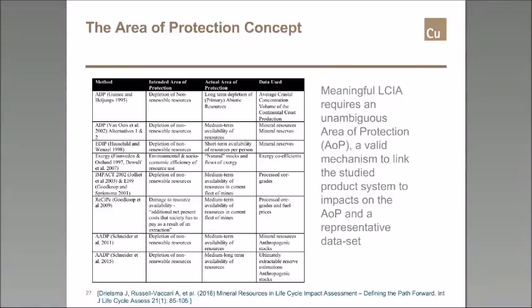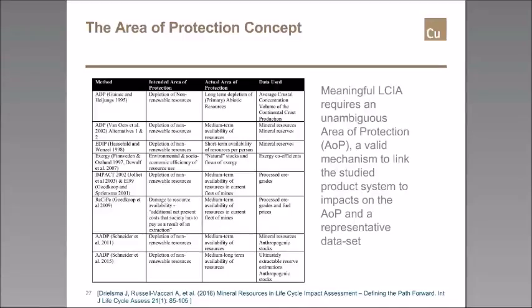So just quickly, how did we get so lost? How did we go from this idea in 1994, 1995 that we could estimate the reduction in a global stock that is consistent and stable to one that is not consistent and stable? Essentially, this area of protection concept, which we use in LCA, we basically say that meaningful impact assessment requires unambiguous area of protection, so a valid mechanism to link what you're studying in the product system to impacts on the area of protection. And so the area of protection for global warming is essentially the climate and the shifting climate.